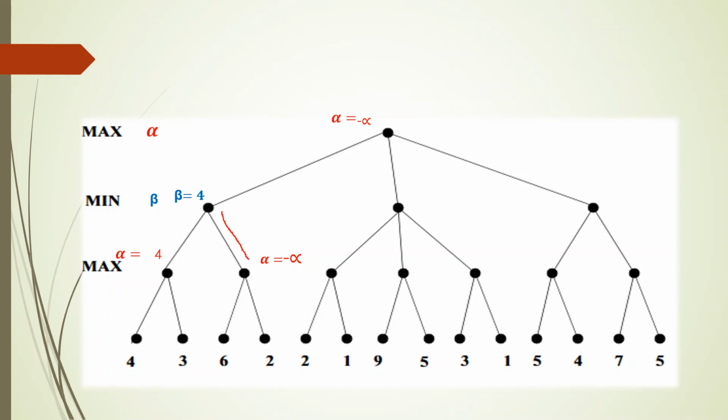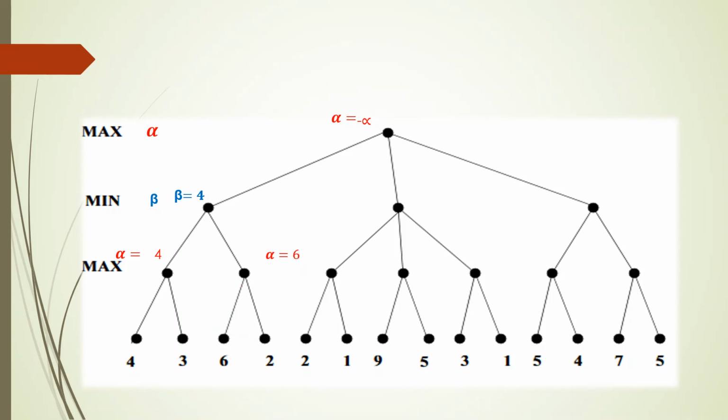Now min will look at this node to minimize its number, and this node belongs to alpha or max. Here alpha is equal to minus infinity because this node has not been searched by max. So max will look down into the node, and here it will get a value of this node. Again max will compare this value with the value which it already has. It has minus infinity, so 6 is greater than minus infinity, so alpha here will adopt the value 6.